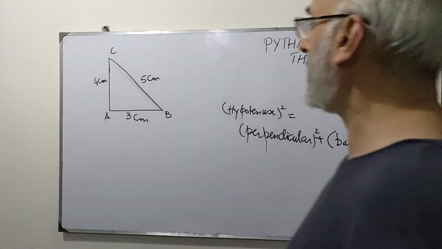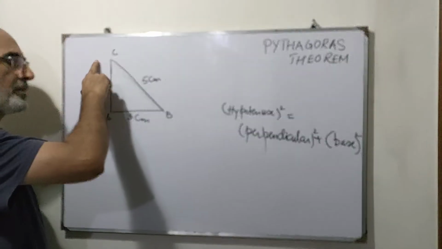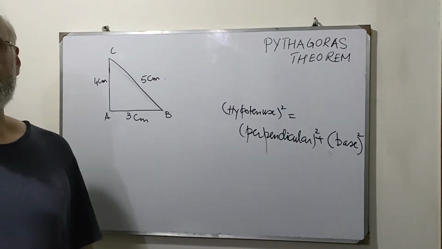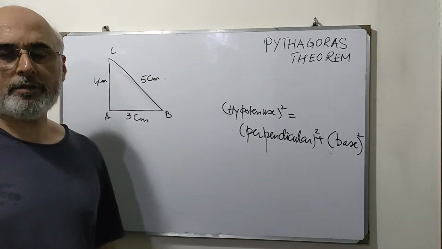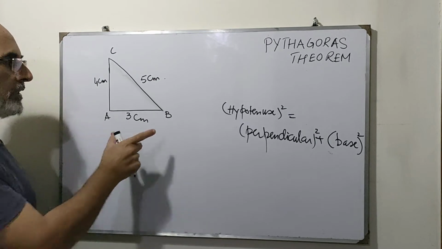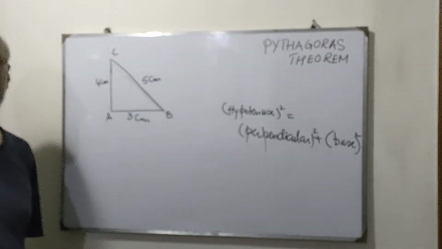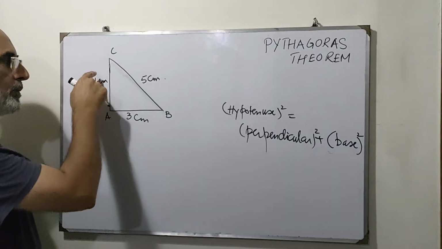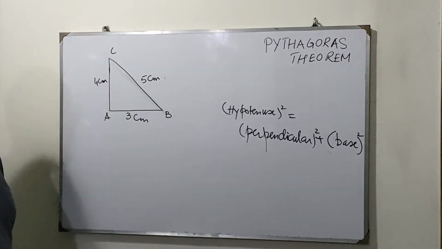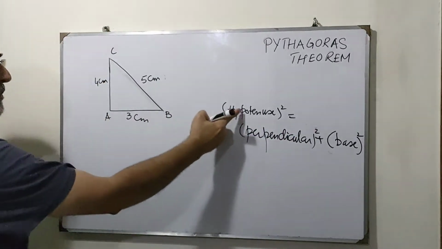Okay, I have a triangle ABC. The base of the triangle is 3 centimeters, perpendicular is 4 centimeters, and the hypotenuse is 5 centimeters. Now this is a freehand drawing. I haven't measured any side, but suppose that the base is 3 centimeters, perpendicular is 4 centimeters, and the hypotenuse is 5 centimeters. Now I am going to use perpendicular and base, and I am going to prove that it is equal to 5 centimeters.